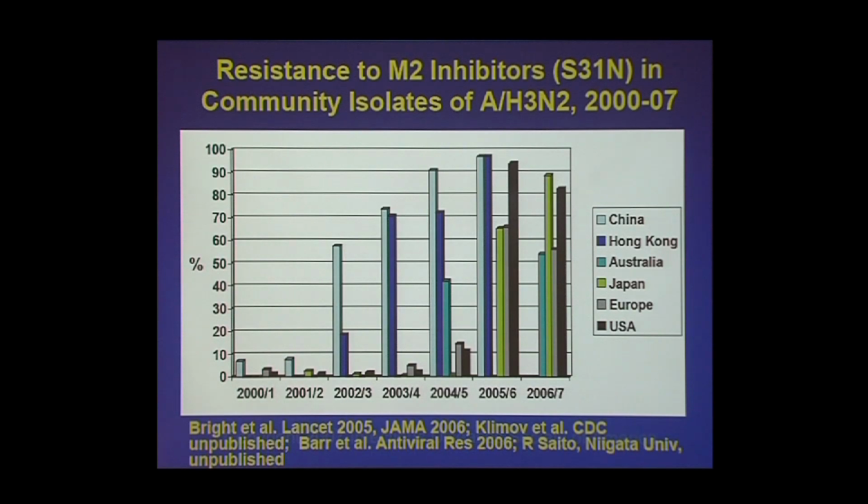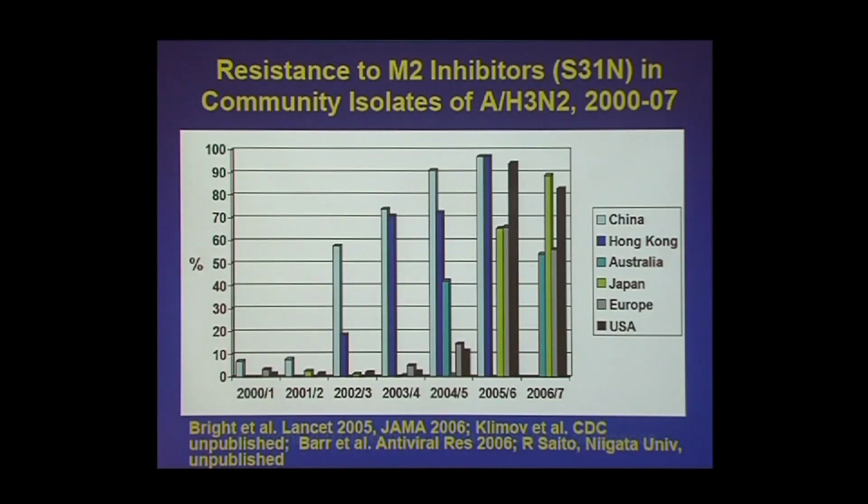This is an interesting slide put out by Bright, where he looked at the surveillance systems of resistance, and it appears that resistance to the adamantanes really started in Asia and China. It started back in 2002-03, where there was probably a lot of use, because that was right around the time of SARS and fears about H5N1. Amantadine and rimantadine are available over the counter and often used to treat the common cold. It's possible that the virus developed resistance in response to that drug use, and then spread worldwide, although there has been other evidence that it was perhaps a spontaneous genetic mutation that led to this resistance.